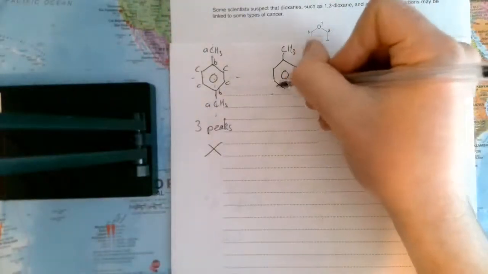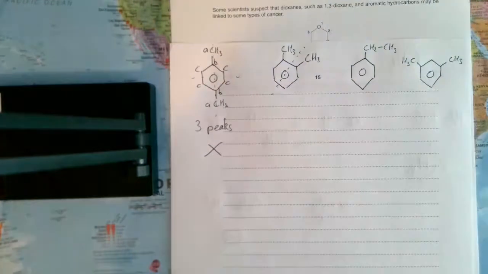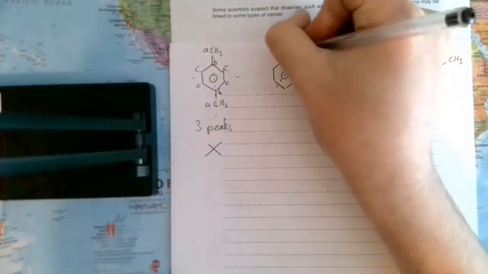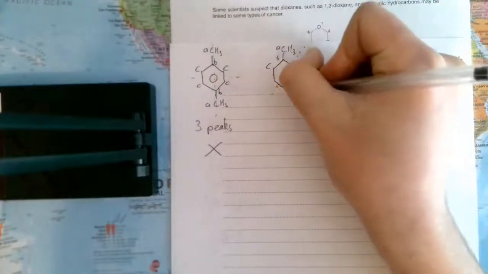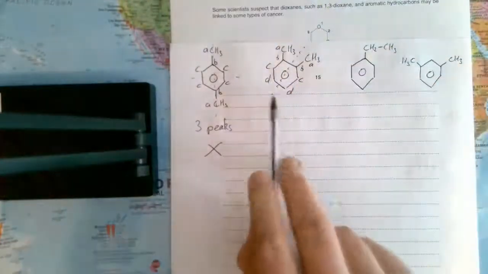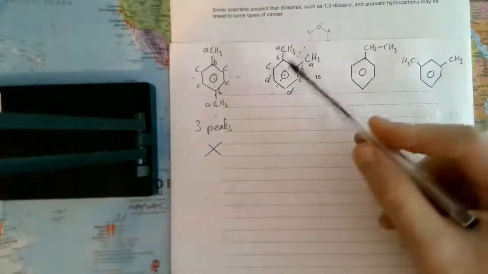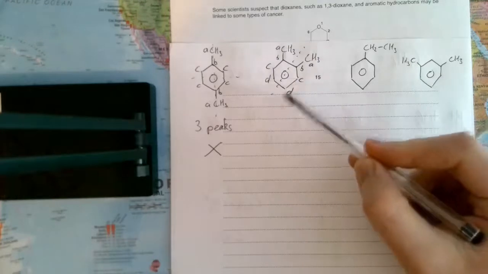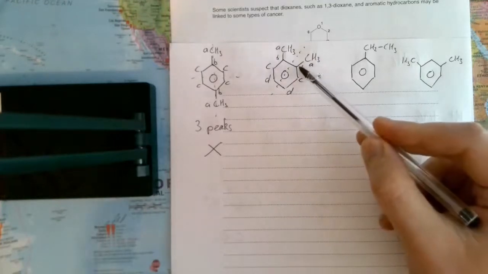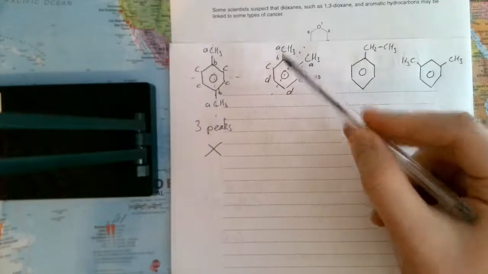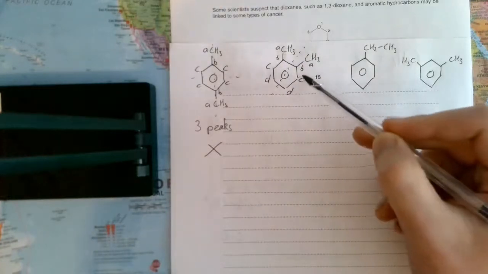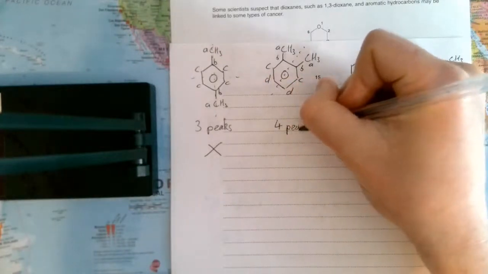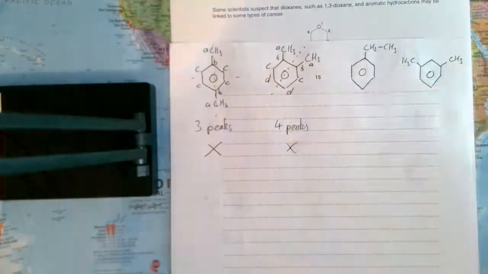Next, we have 1 line of symmetry here, which means that each side of the molecule is equivalent to its counterpart, but these ones are further away from the methyls than these ones, so they are not equivalent. And again, the carbons I've labelled as B have a methyl directly bonded to them, so they are not equivalent to these ones. So here we would have 4 peaks. Yet again, not our 1.